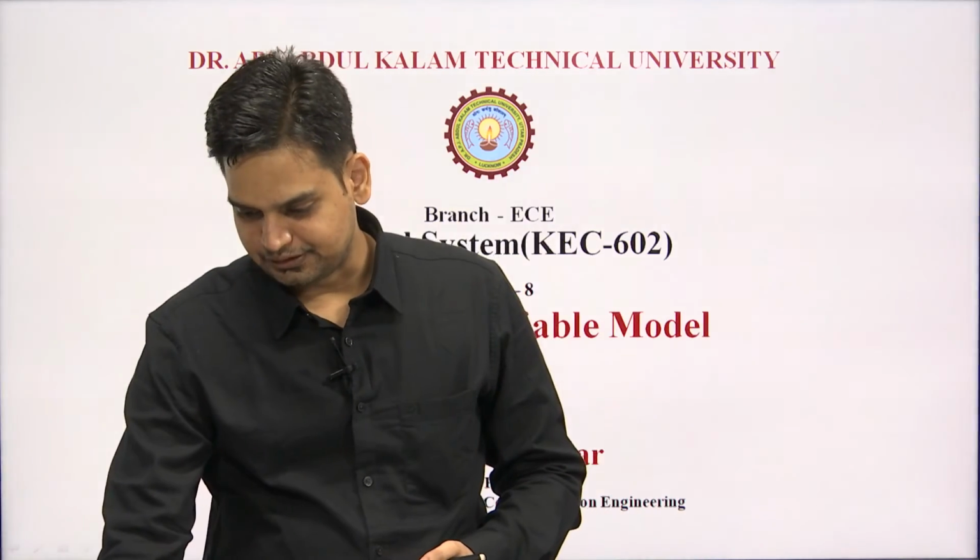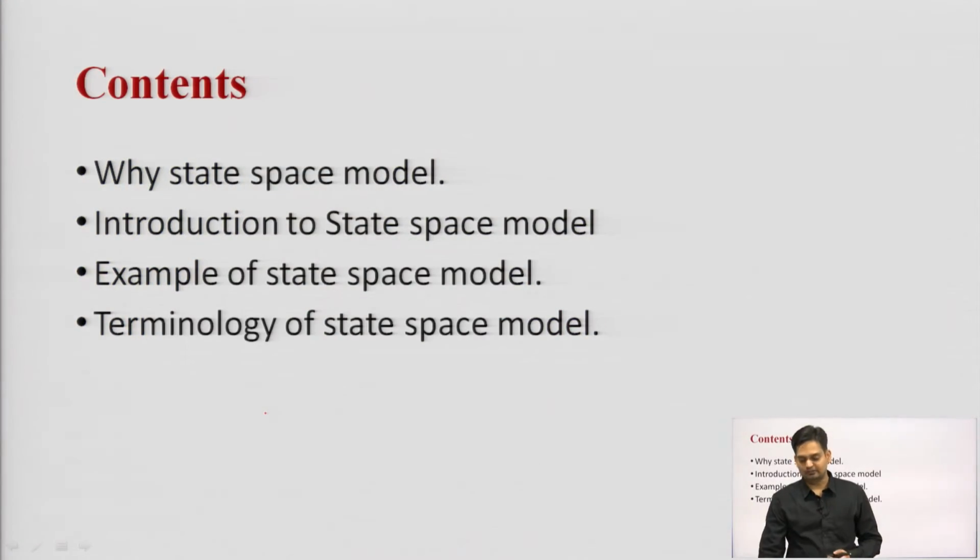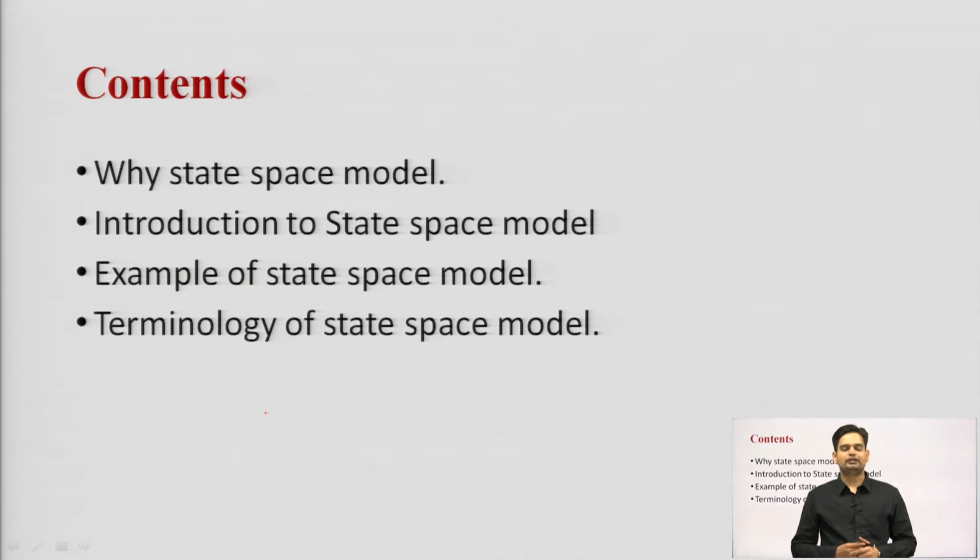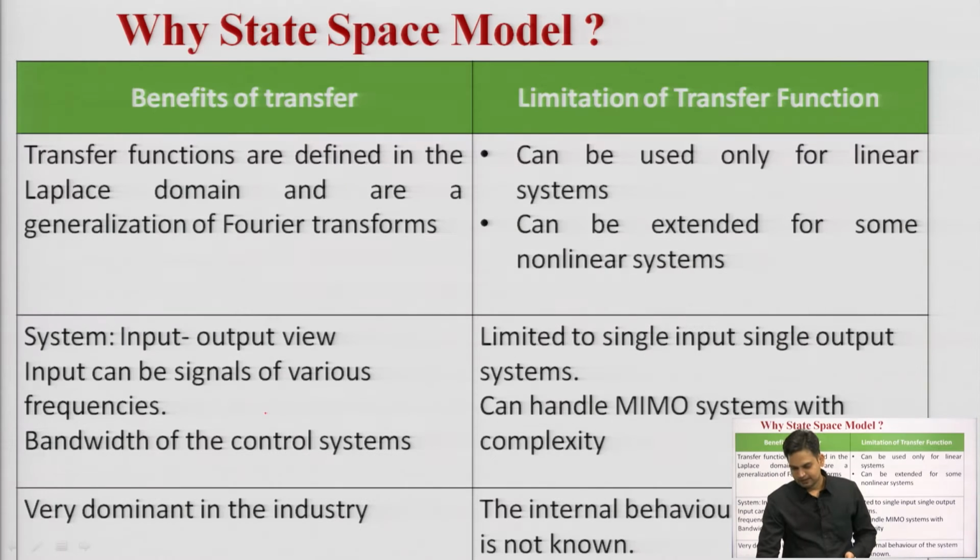Basically, our control system can be modeled via transfer function, via differential equation, and the third method is the state variable method. We will first see why we need this state space model. Then we will see the mathematical representation of the state space model, basically the introduction. Then we will discuss the state space model with certain examples. Then we will see the basic terminology used in the state space model.